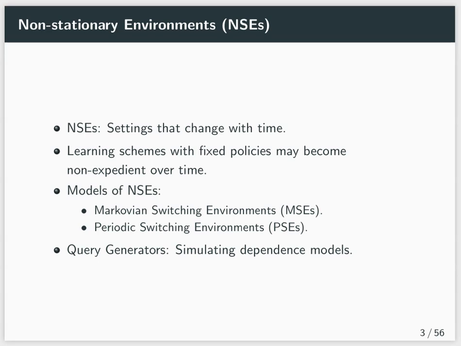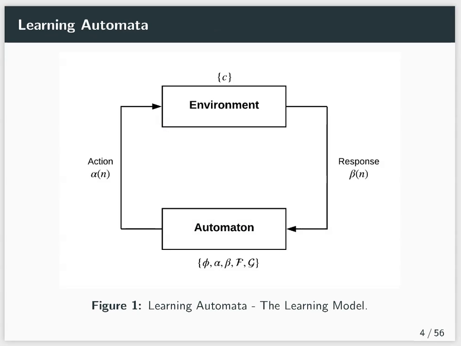Non-stationary environments are those in which the distribution changes with time. And if you try to use learning schemes with fixed policies, these are not beneficial. So we will speak about two types of non-stationary environments, which are the Markovian and periodic switching environments. We will also speak on the query generators. In other words, these are the generators which provide the queries under these two distributions.